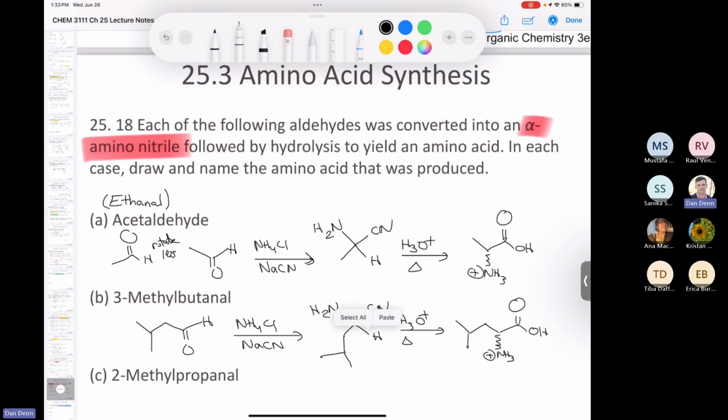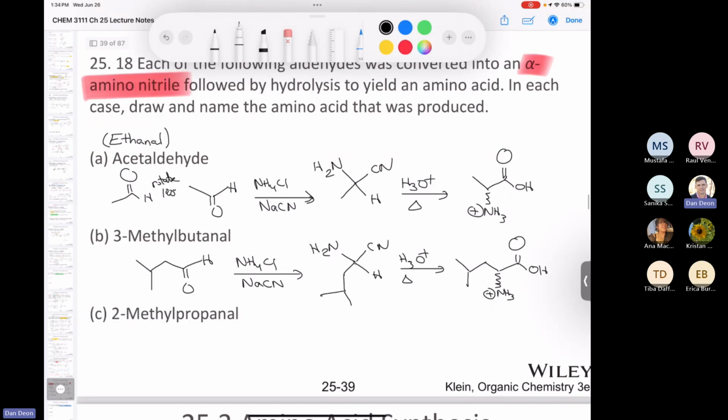All right, there we go. So for the last one is 2-methylpropanal. If you have propanal, it looks like this. One, 2, 3 carbons. Okay, so that's an isopropyl group.